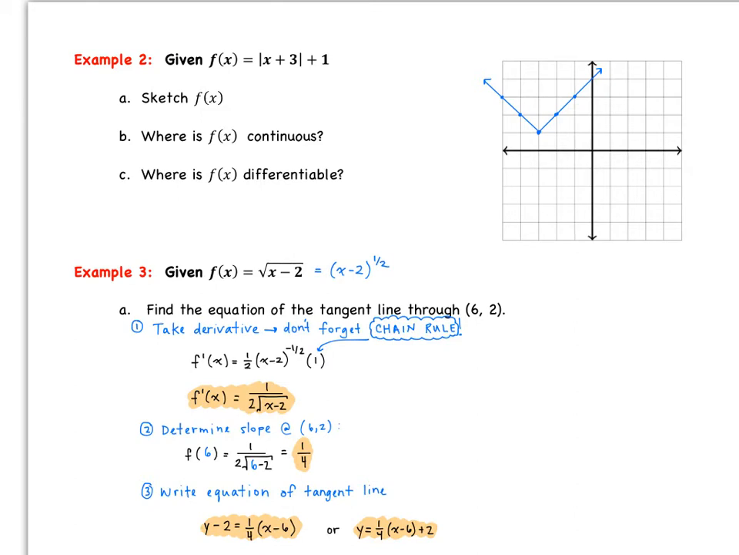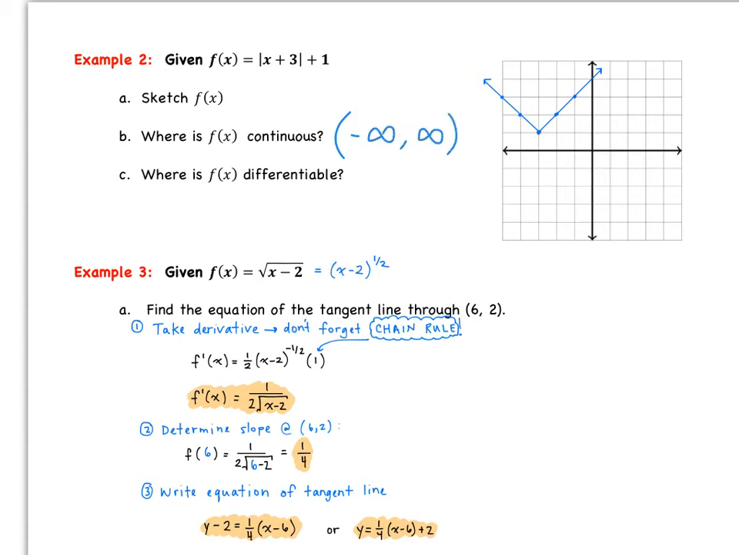Okay, so example 2, we're given this function f of x equals the absolute value of x plus 3, plus 1. So hopefully we're comfortable graphing this. We shift to the left 3 units and we go up 1, and then we've got our absolute value function. So let's ask ourselves, where is f of x continuous? Well, if I can go ahead and not lift up my pen the entire time, we know it's continuous. So where is it continuous? It's continuous on the entire interval from negative infinity to positive infinity.